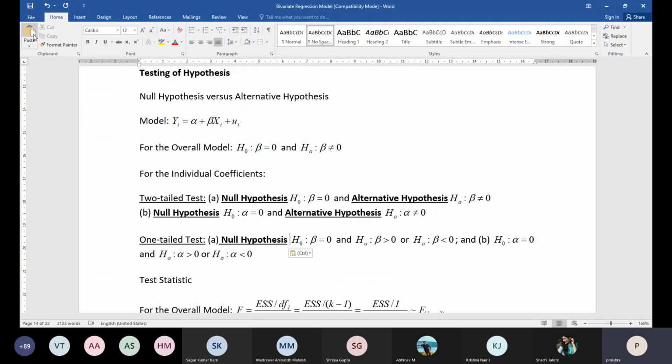Okay, second point. If the null hypothesis is rejected, we say that there is a significant impact of X on Y. But if the null hypothesis is not rejected, then don't say that there is an insignificant impact of X on Y. Don't use the term insignificant. Simply say that the impact of X on Y is not statistically significant.